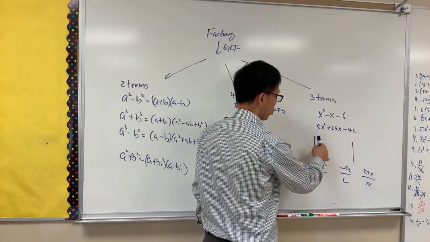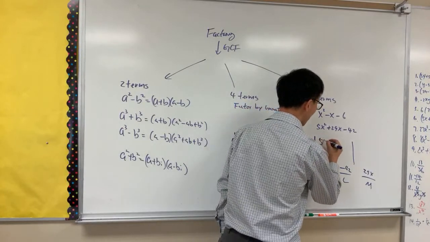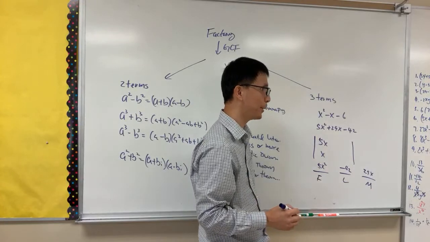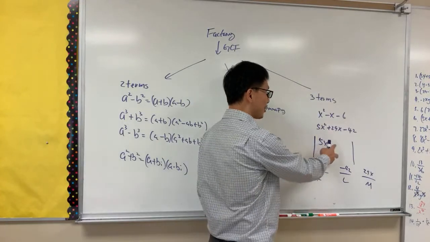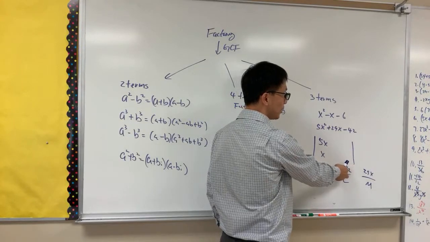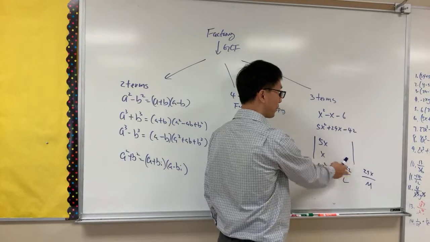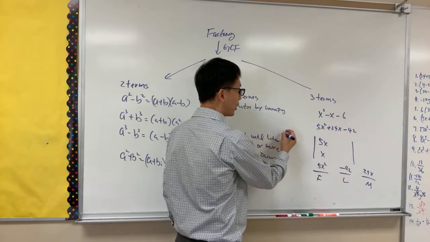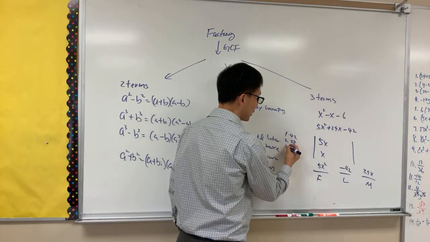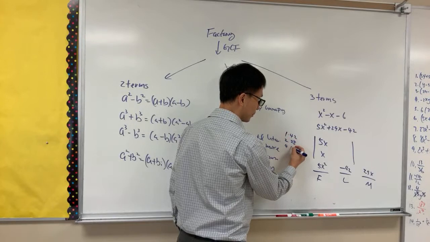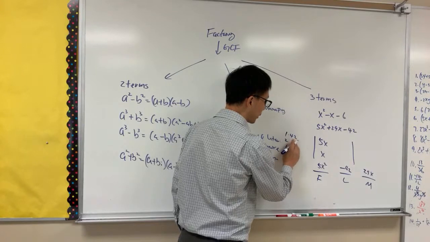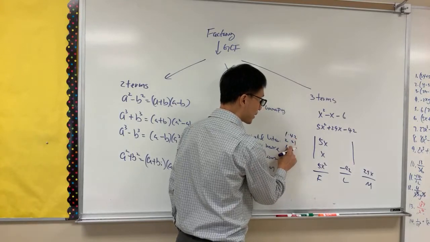Okay, so we're gonna multiply these two numbers together. We say it's 5x and x. So 5x times x equals 5x squared. Now we're gonna multiply these two numbers together. It's gonna be 42. But I will think about all the factors. 1 and 42, and then 2 and 21, and 6 and 7.